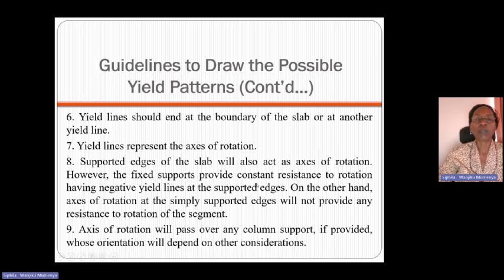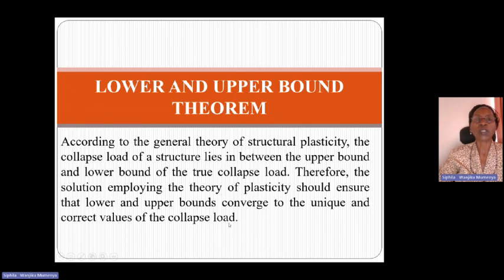However, the fixed supports provide constant resistance to rotation, having negative yield lines at the supported edges. On the other hand, axis of rotation at the simply supported edges will not provide any resistance to rotation of the segment. Number 9, axis of rotation will pass over any column support if provided, whose orientation will depend on other considerations.